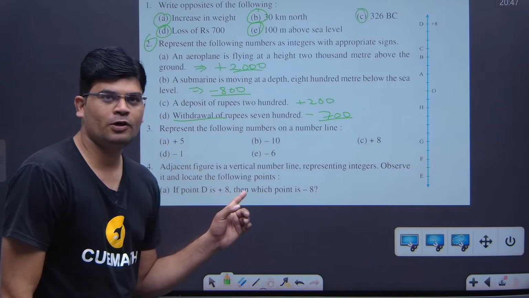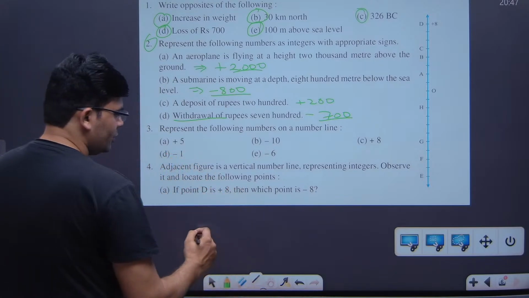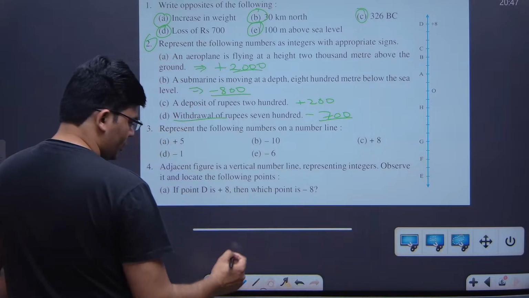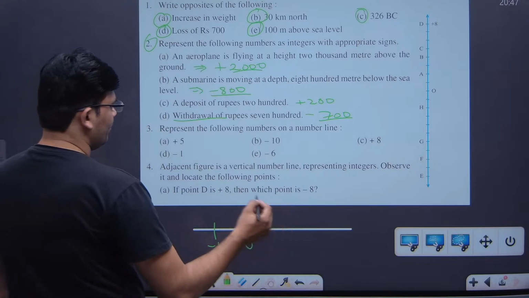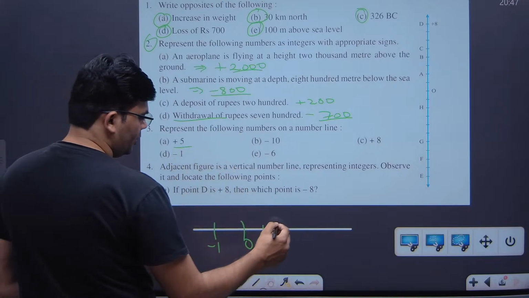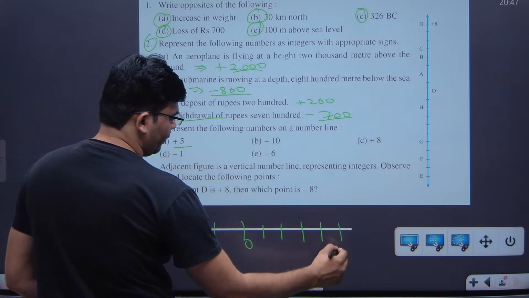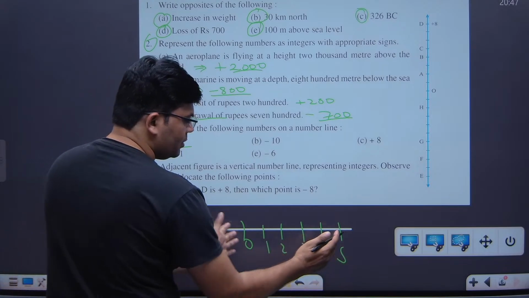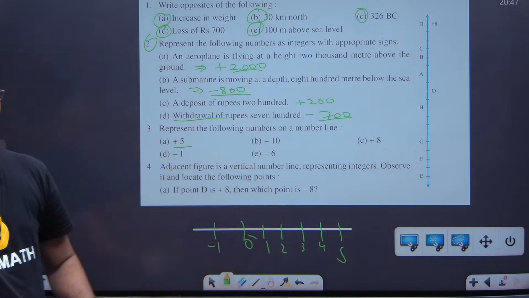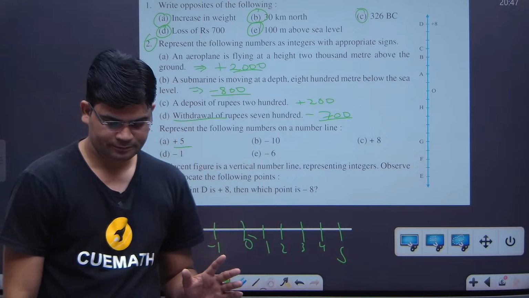Represent the following numbers on the number line. Plus 5. How are you going to represent it? You will draw a straight line. Then you will put a 0 mark. Then you will put a negative 1. Then 5 numbers you have to show. So 1, 2, 3, 4, 5. You should remember that all the spacing between these numbers should be approximately the same. Are you getting it? Yes.